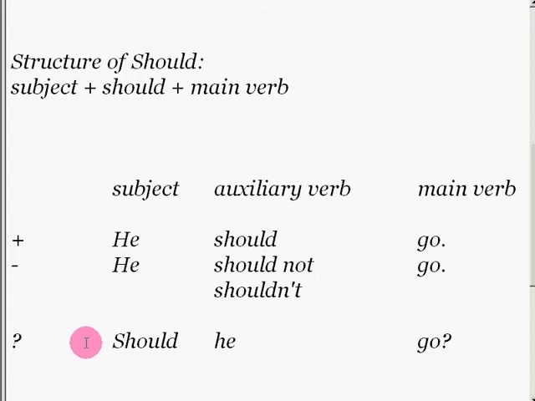Next, how about forming question sentences with the word should? We just have to exchange the places of the subject and the auxiliary verb, just like other verbs or auxiliary verbs. So, first one is the auxiliary verb should and then the subject. Should he go? Should he go?